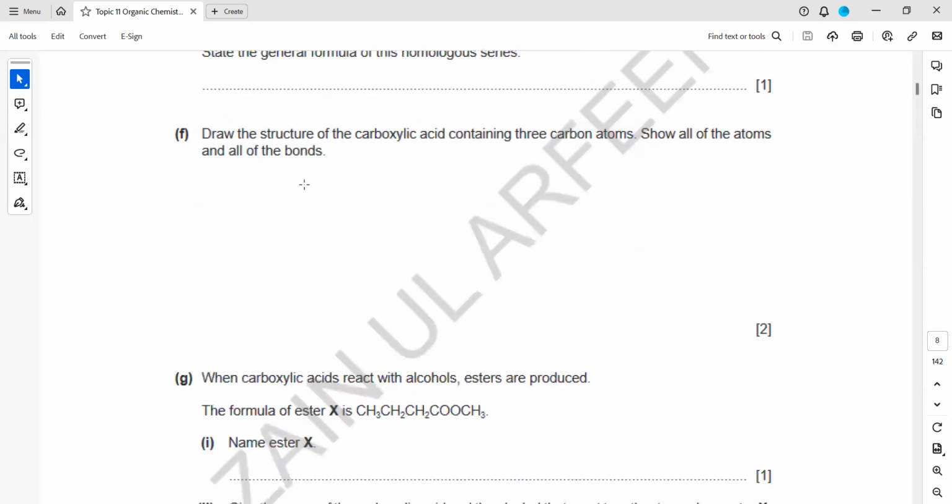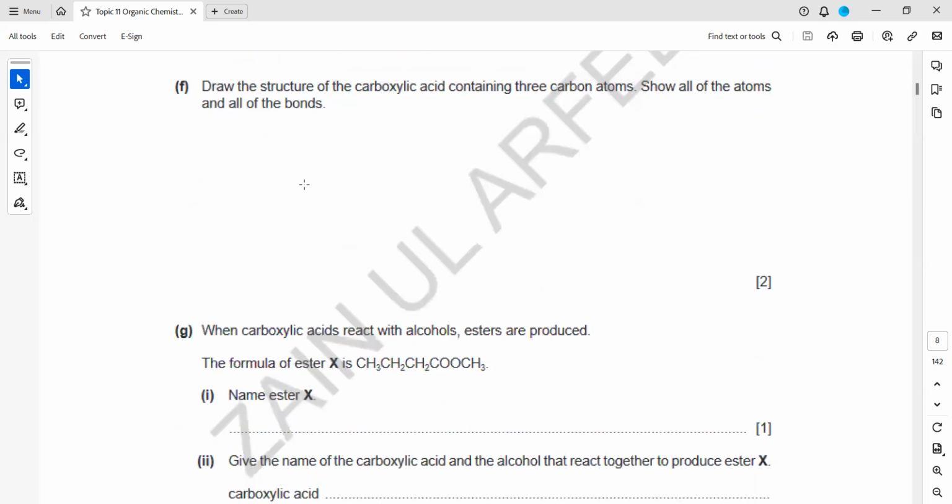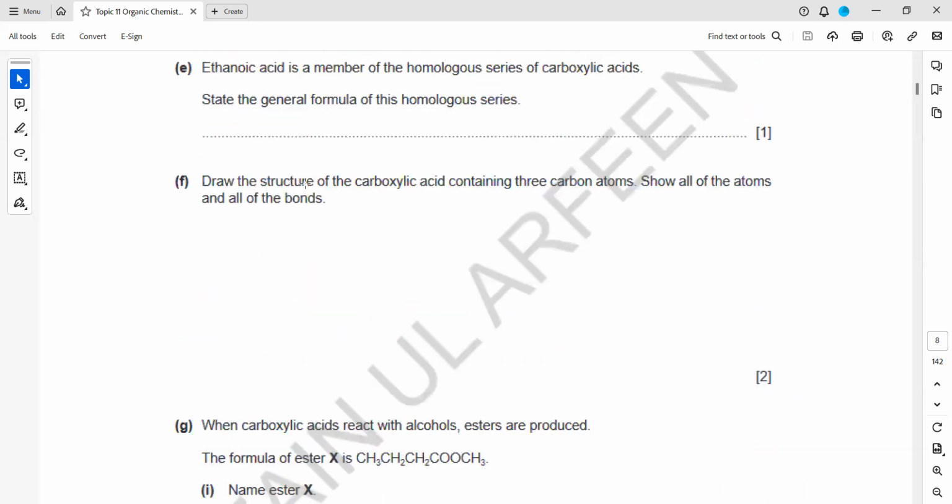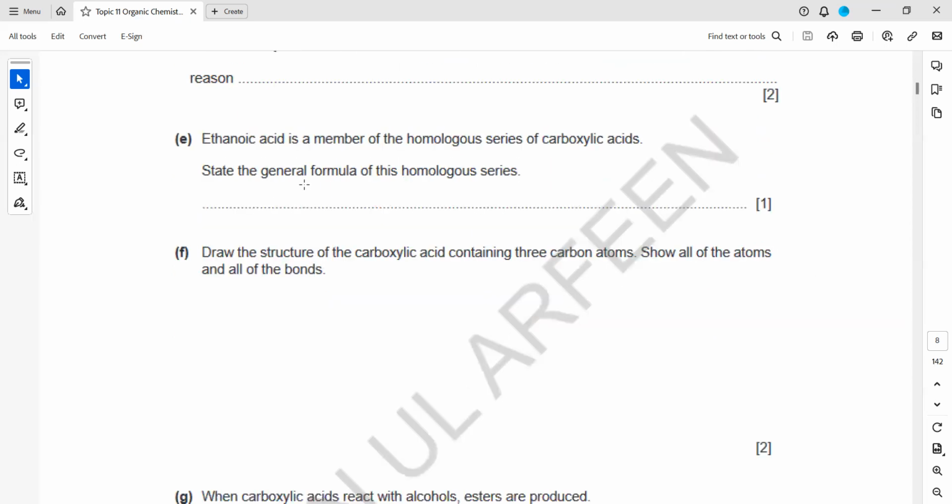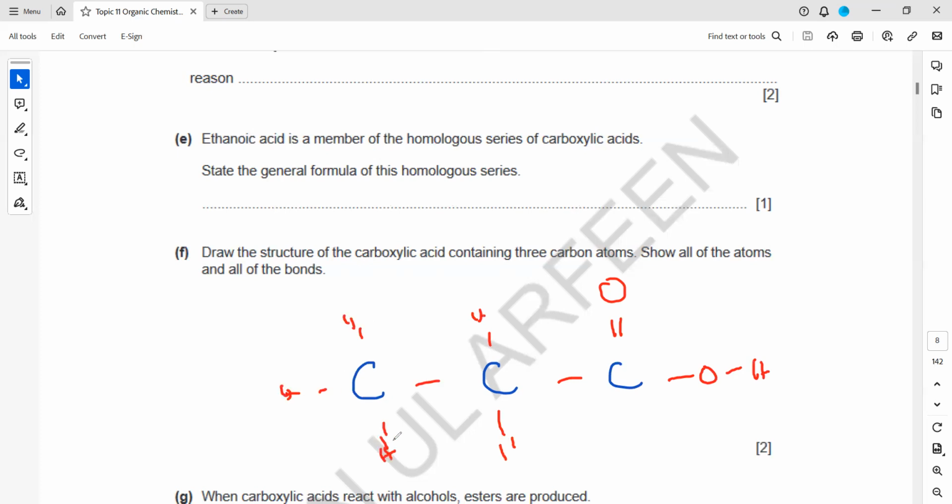Draw the structure of a carboxylic acid which contains 3 carbon atoms, and show all the bonds and all the atoms. So we have to draw propanoic acid. C double bonded with O and OH will be there. This carbon will have 2 hydrogens. This will have 3 hydrogens. So this is the structure of propanoic acid, because it contains 3 carbon atoms.